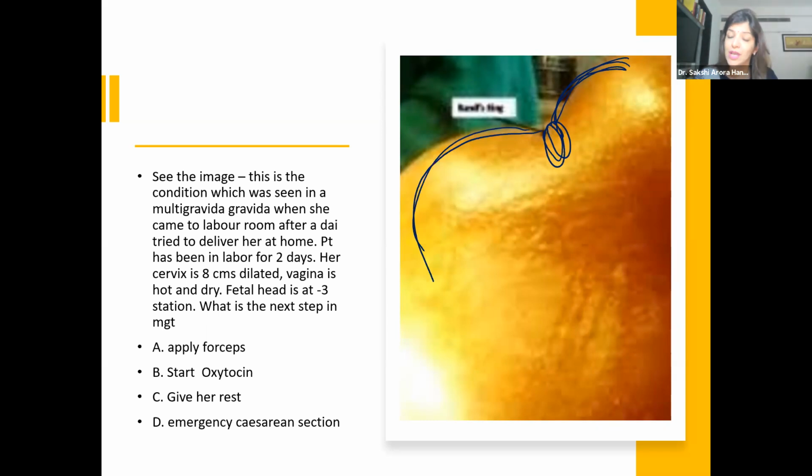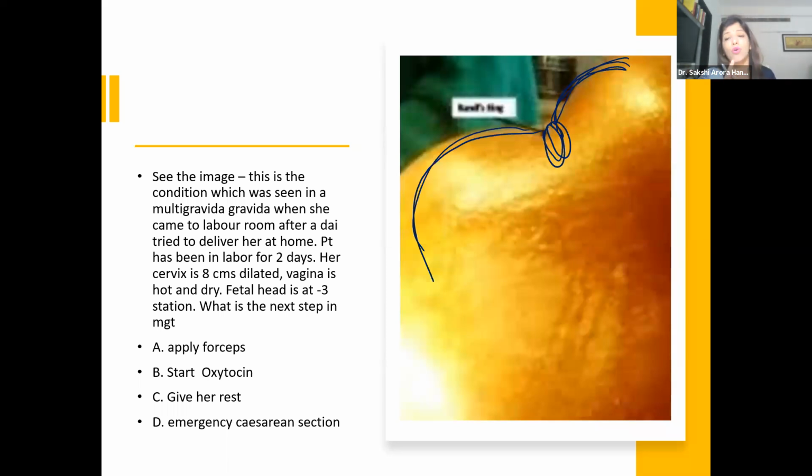Apply forceps. So in modern day obstetrics, forceps are going to be applied when 2 conditions are fulfilled. Number 1, when cervix is fully dilated, then only you apply forceps. And number 2, when station of the fetal head is +2 or below that, right? You're very right, Mohit. Station has to be +2 or below that, then only you can apply forceps. So forceps is out of question.